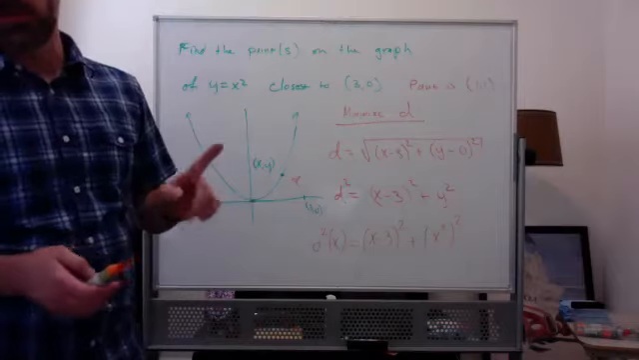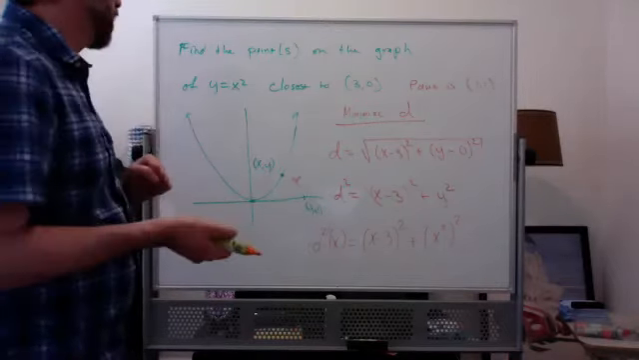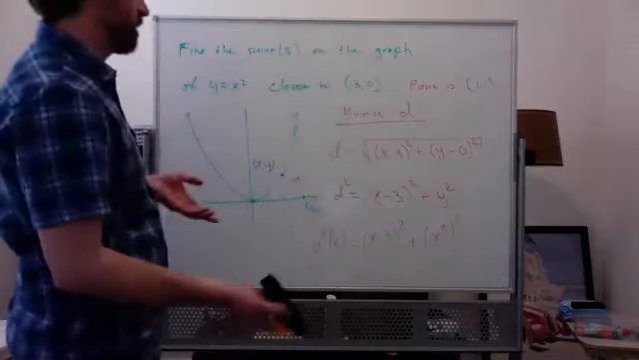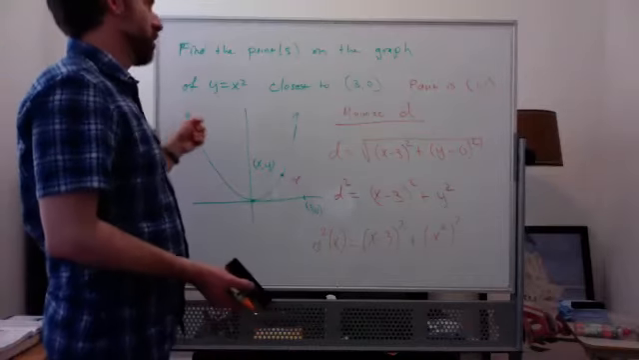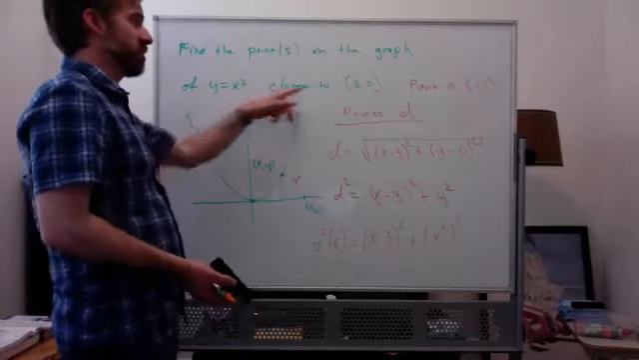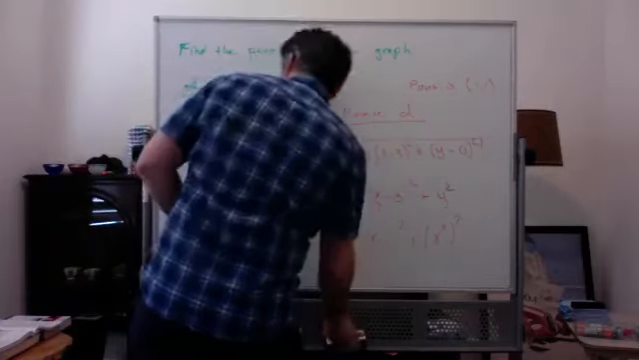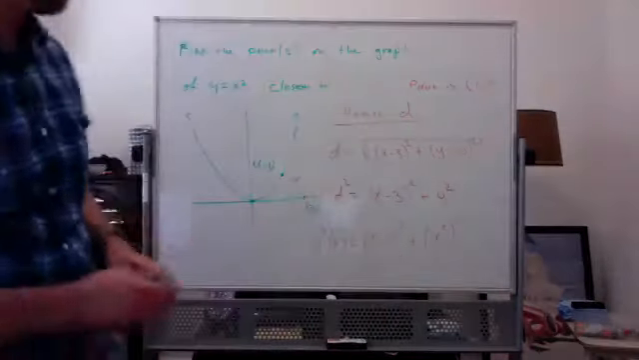Let me do one more variation on this, and then we will look at problems 3 and 5. The other question I want to ask is actually the same question. Instead of the point on the graph of y equals x squared closest to 3, 0, I want to find the point that's closest to 0, 1. So it's going to be pretty much the same work, just a little bit different.